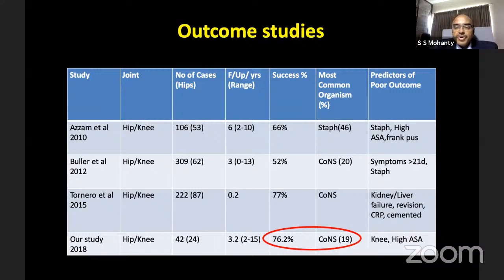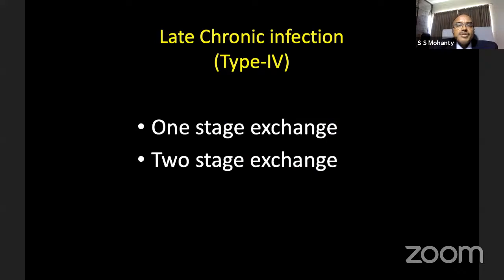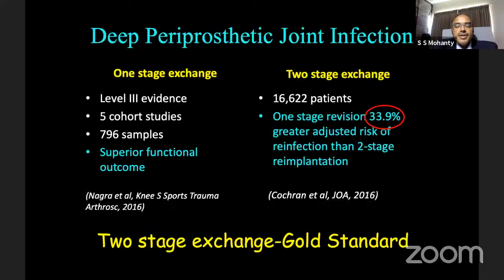The predictors of poor outcome are an infected knee, or a high ASA grade, where the patient has a high risk for anesthesia. Type 3 is basically an acute hematogenous infection where there was an interval period of well-being and then the patient deteriorated. And type 4 is basically chronic infection where 1-stage or 2-stage exchange is done.